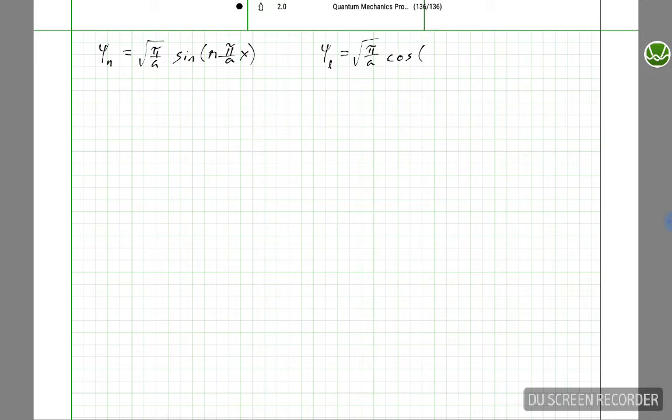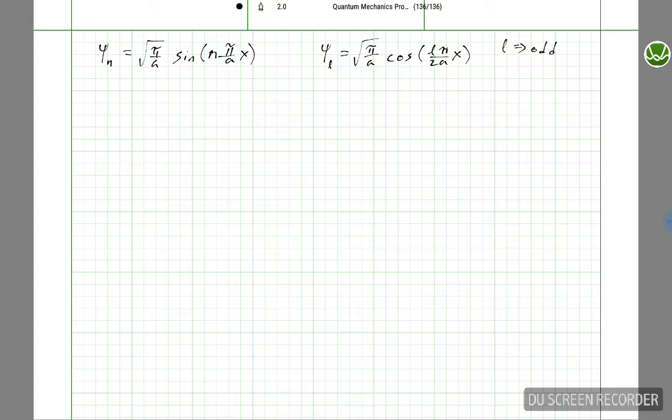And then we just have some cosine of L pi over 2a x. So if you like, you can just simplify that, the L's are just always odd. Okay, or we could keep it as n's if you really like the n's.